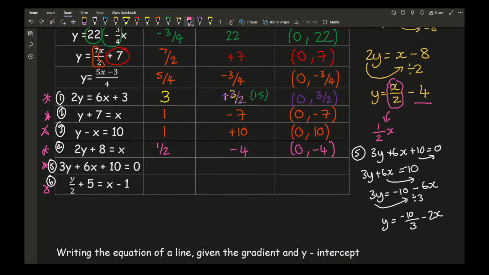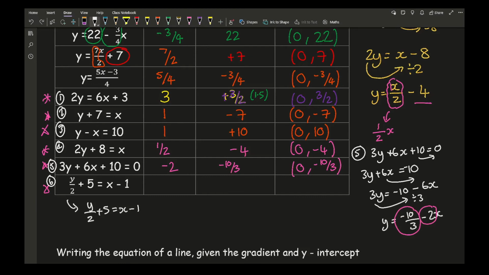So from this, I can see that the gradient is going to be minus 2, and the y-intercept is going to be minus 10 over 3, giving me a coordinate of 0, minus 10 over 3. And then finally, for question 6, what I've got here is y over 2 plus 5 equals x minus 1. Now these are quite challenging questions, so if you were understanding the first set of questions and not so much the next ones, depending on what level you're working at, you may not even need to look at this. So I would say the first 8 questions are probably the ones that are most likely to come up.